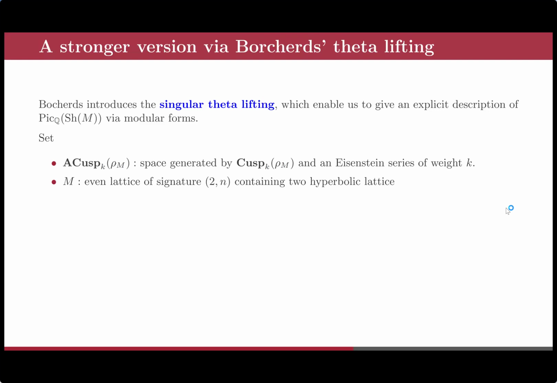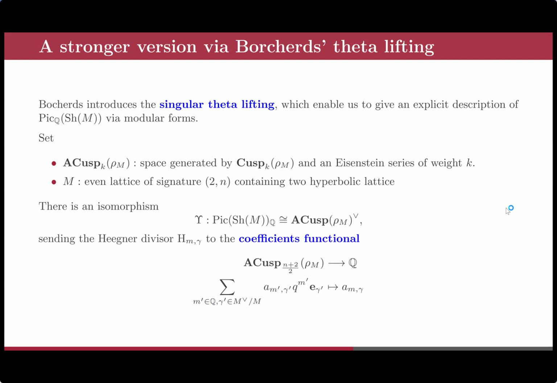So let A_cusp be the subspace generated by all the cusp forms and the special Eisenstein series of weight k. There is a very special Eisenstein series of weight k, so its dimension is basically 1 dimension larger than the space of cusp forms. And our M is now some even lattice of signature (2,n) containing 2 hyperbolic planes. So this is our setting. Then, due to the work of Borcherds, we have an isomorphism, by identifying our Picard group with the dual of the almost cusp forms.